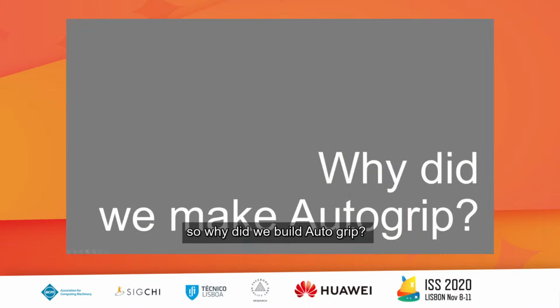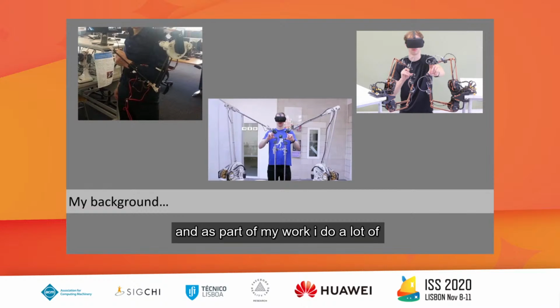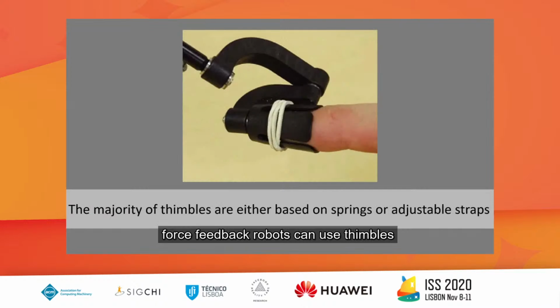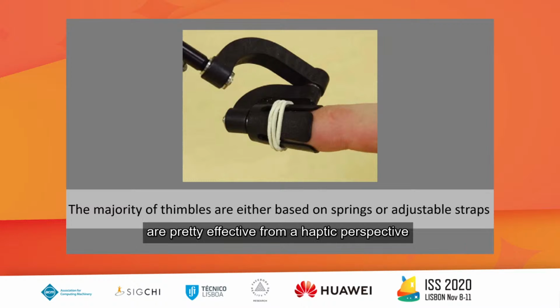So, why did we build Autogrip? I've been working with force feedback technology for a number of years, and as part of my work I do a lot of public engagement and demonstrations, specifically with fingertip feedback. Force feedback robots can use thimbles, a small cup, to connect a device to a fingertip. Typical designs are pretty effective from a haptic perspective, although they suffer some problems in specific scenarios.